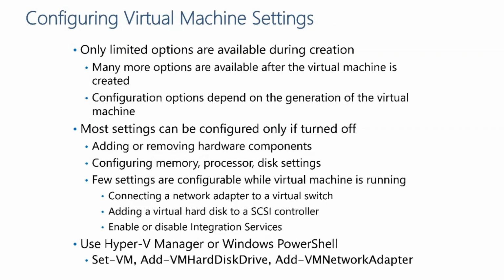So again, these are things we already know. We can configure the virtual machine settings. Only limited options are available during creation. When you create it, you've got some settings you can configure, but there's a lot more after you create it. You go back into the settings and you can see a lot more options. Configuration options depend on the generation of the virtual machine, so if you've got generation 1 or generation 2, you might have different things to configure.